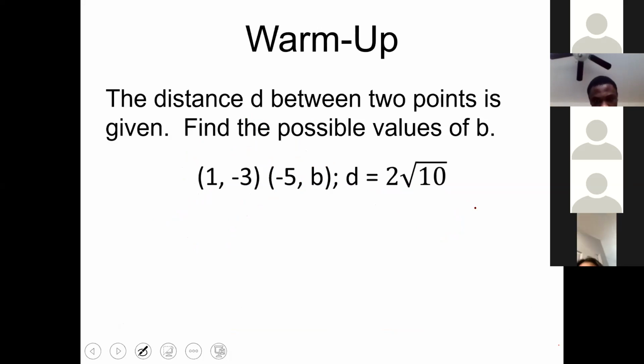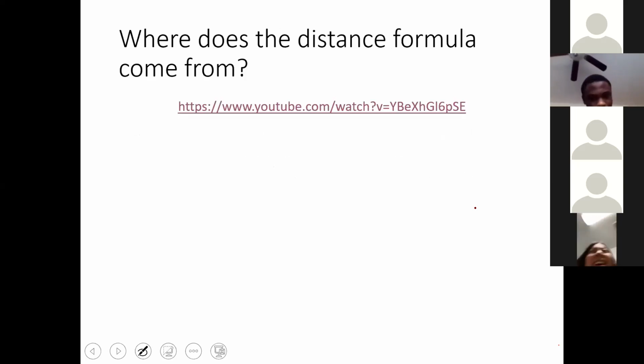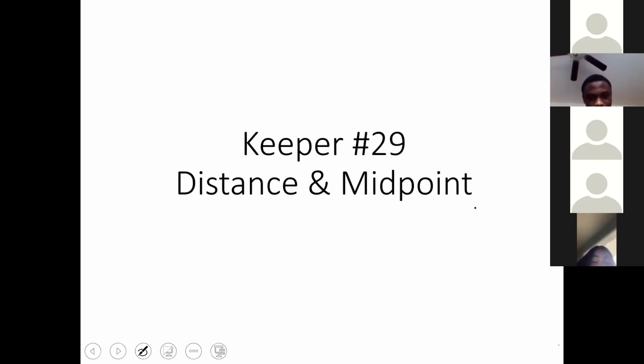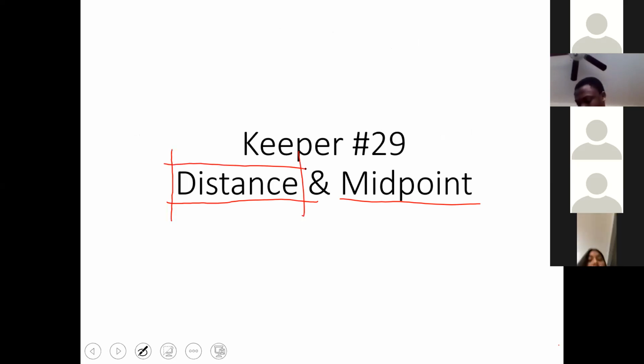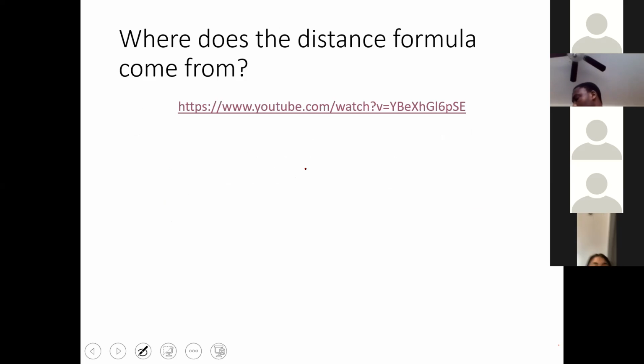Find the possible B values. I can't believe this is a warm-up. Let's skip over that because I want y'all to watch this for me. And we're only going to cover today the distance portion of the keeper because it'll take too long for us to get into the midpoint. So today we're just going to talk about distance. And let's watch this YouTube video, which I've already pulled up, just to make sure we understand.